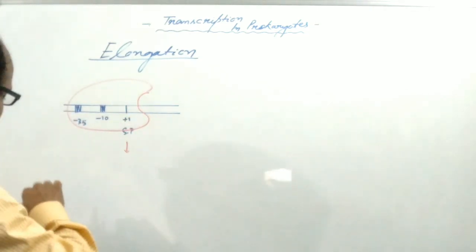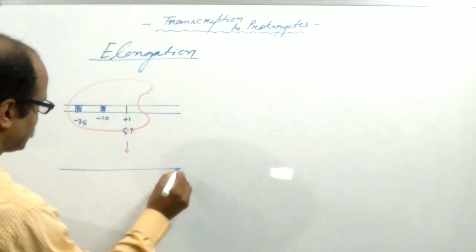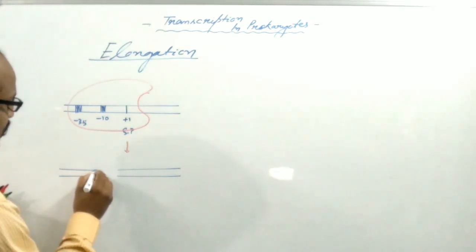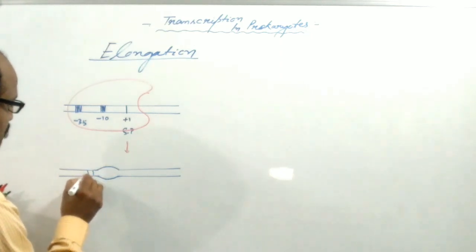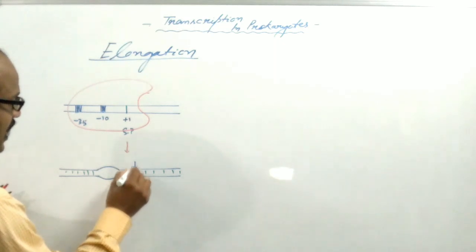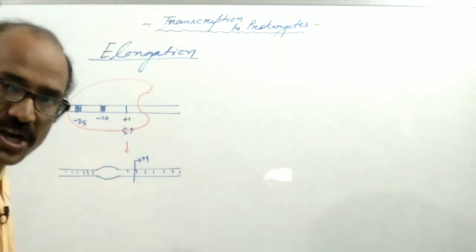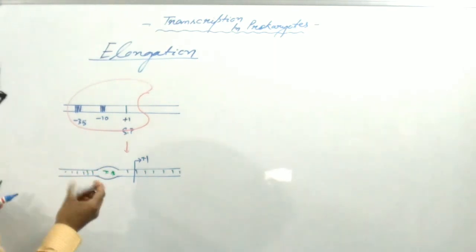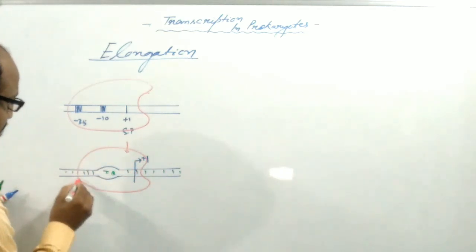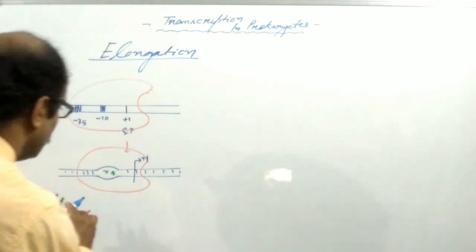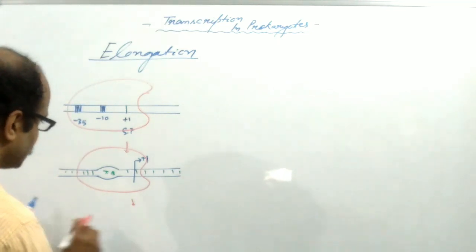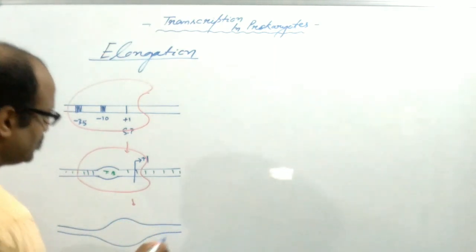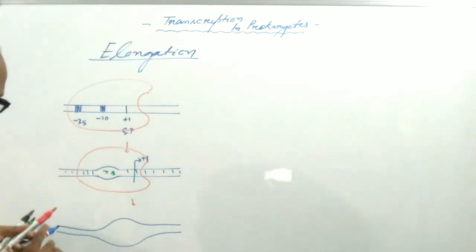The sigma factor of the RNA polymerase enzyme will interact with the -10 element, which causes the unwinding or melting of the DNA strand, and which forms the transcription bubble. So this is the transcription bubble, and this is the RNA polymerase enzyme. With the formation of the transcription bubble, the initiation of transcription starts.